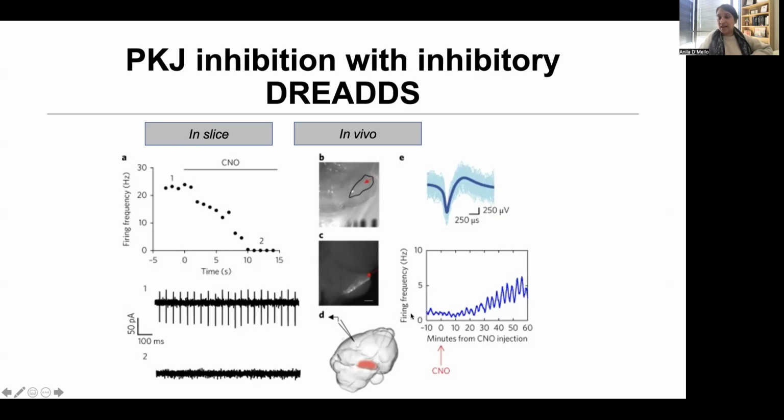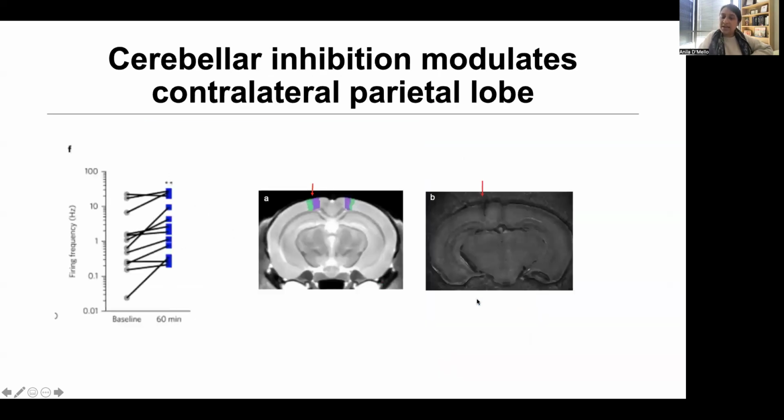Then upon CNO administration, you get not only a reduction of firing in right Crus 1, but when we look at parietal regions, defined based on the parietal regions we find in humans, so the mouse homologs, we find increased firing in these regions. So we're now mapping a similar circuit. In the mouse, we're inhibiting firing in Purkinje cells in right Crus 1, and we see a concomitant increase in firing frequency in this parietal region, just like you might see in the human.